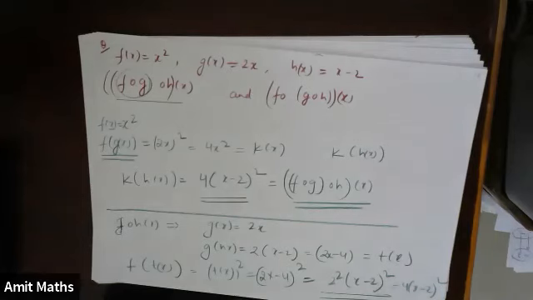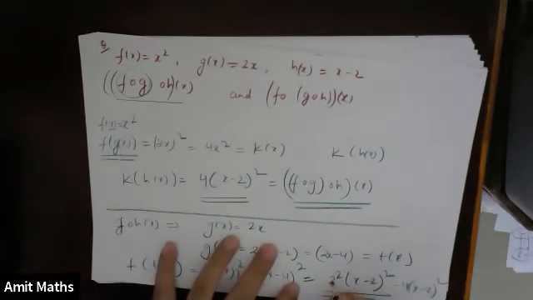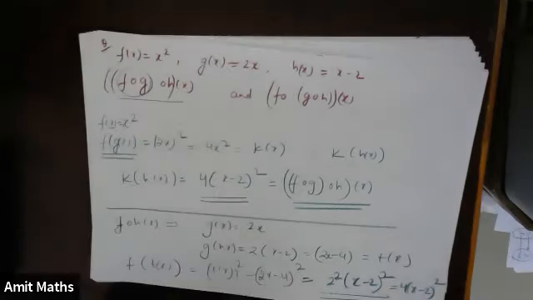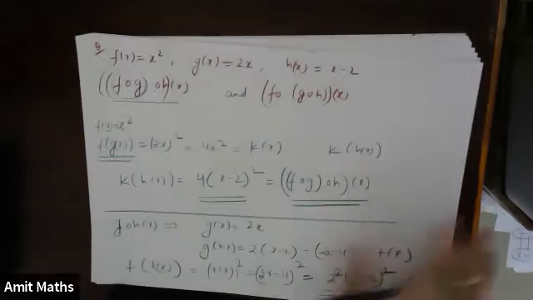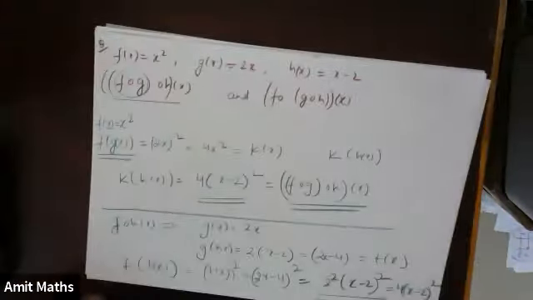According to the theory, these two should have been the same, and right now what we are getting is that these two are exactly the same. I'll just rewrite it this way: 2 square x minus 2 whole square is equal to 4 into x minus 2 whole square. Understood? Fine. Just check it once again and see if you are able to understand.